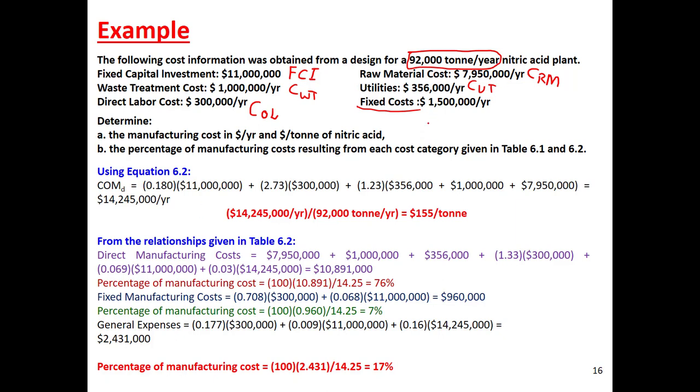Okay, for this number, for now we will just ignore it. It's some cost that is related to the project but is not defined here carefully. So let's just forget about this and see what we need to find in this question. Determine the manufacturing cost in dollar per year and dollar per ton of nitric acid, the percentage of manufacturing cost resulting from each cost category.